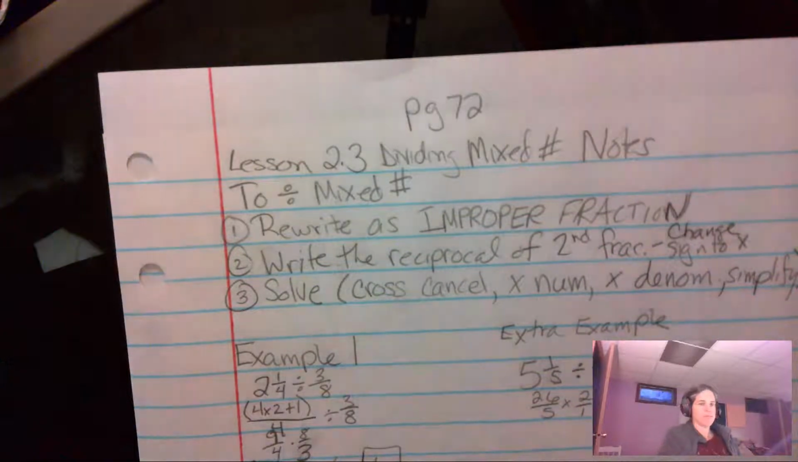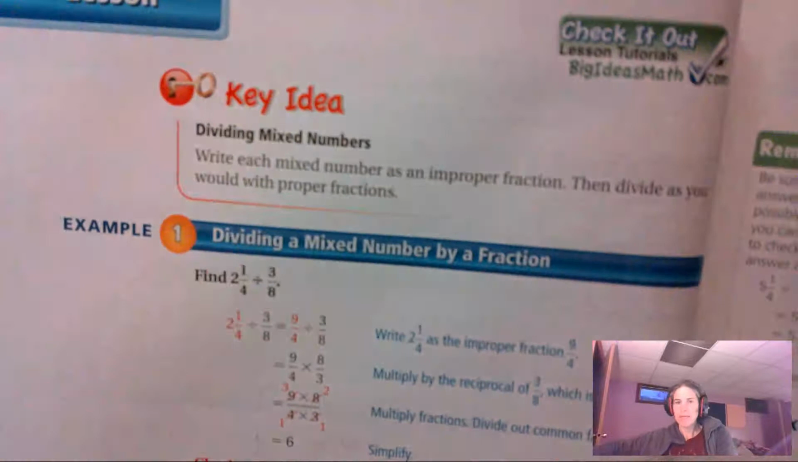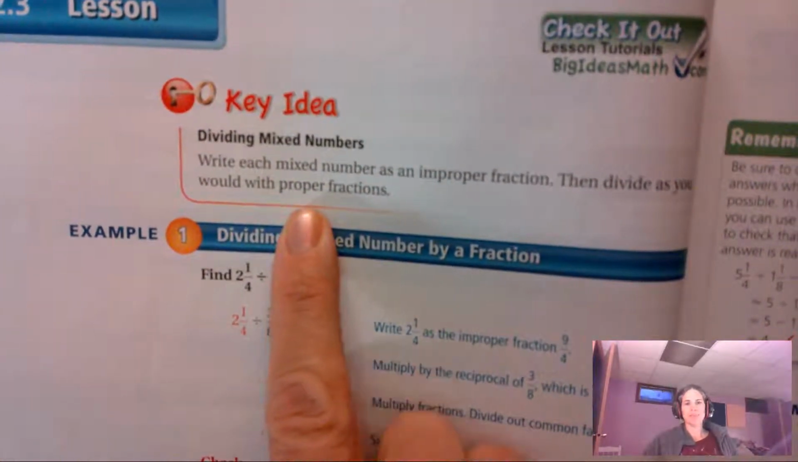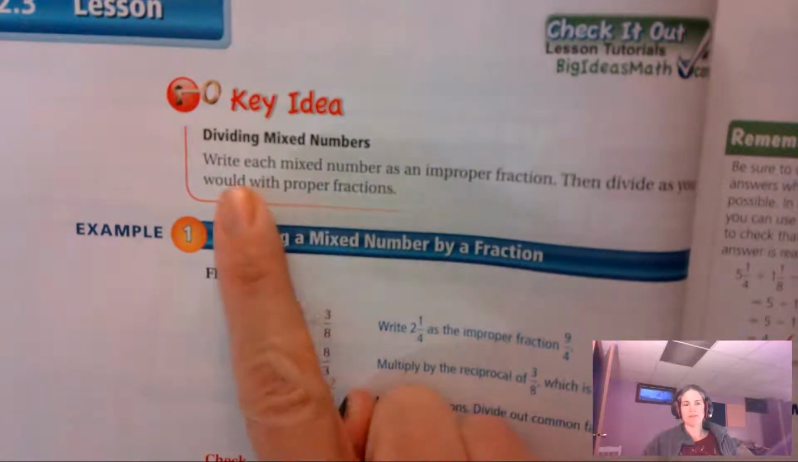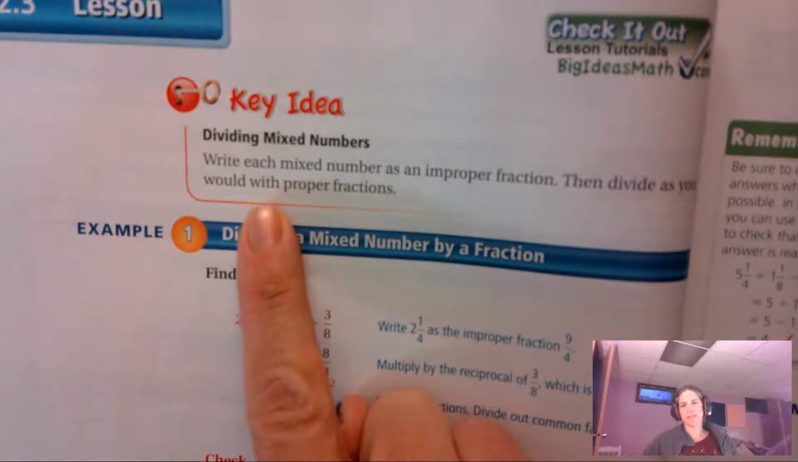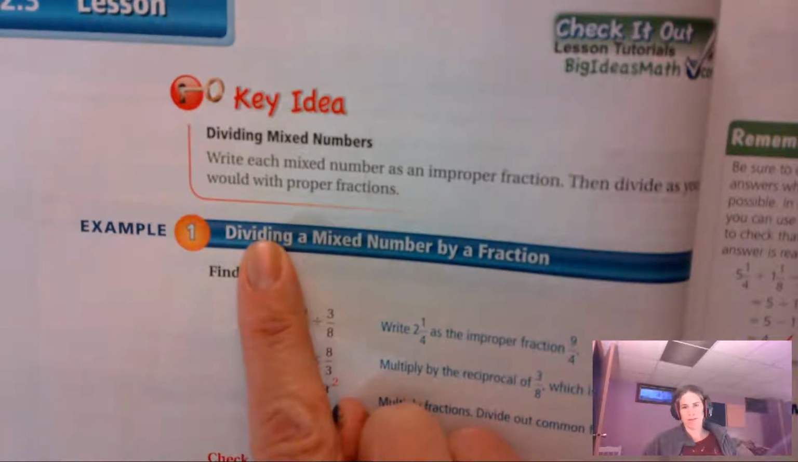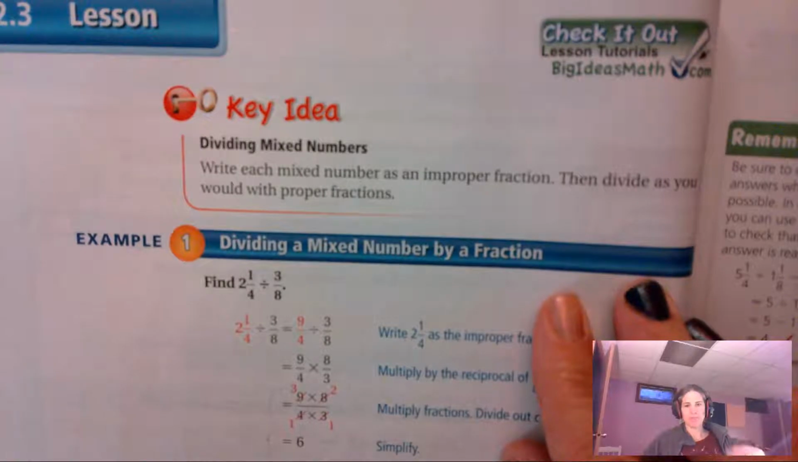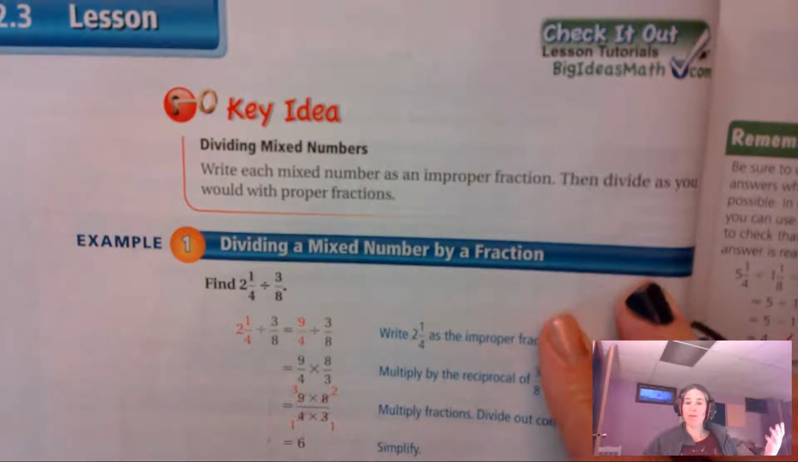All right, so lesson 2.3, it's on page 72 in your Big Ideas math book. We're dividing mixed numbers. The key idea is right at the top. This is a pretty basic key idea. You're just going to write each mixed number as an improper fraction. And then you just do your division, which means you flip the second fraction, you change your sign to multiplication, cross cancel, multiply, simplify, done. It's the same steps.